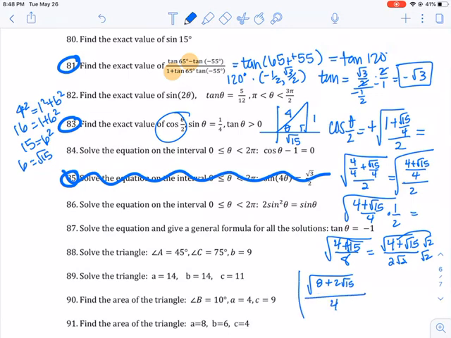Okay, so that's kind of a lot of simplifying. But there we go. And then 85, don't worry about 85. I took those out of the homework where it was a number with the theta.